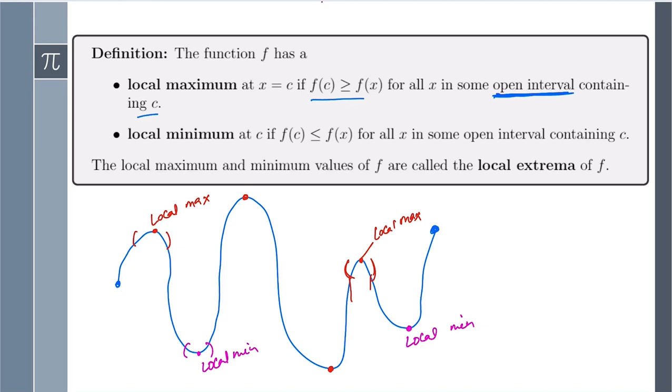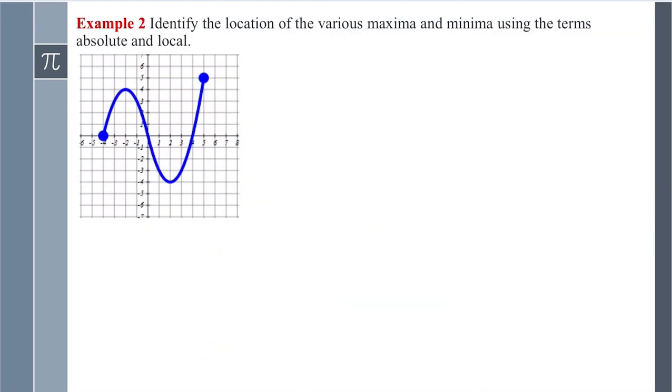So that's the absolute max. Okay, so that's this definition. And if we are taking both max and min, local max and local min, then we call that local extrema. Now, in this example, we are going to identify the various maximum and minimum. So we are going to do absolute max, absolute min, local max, and local min.